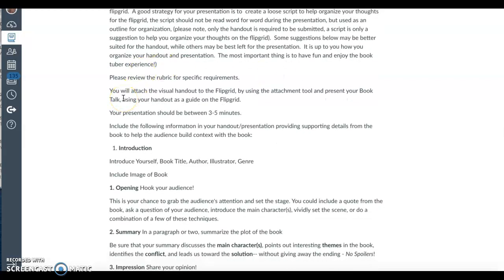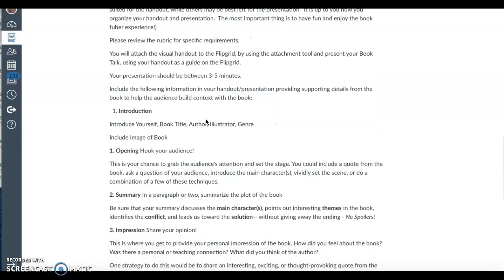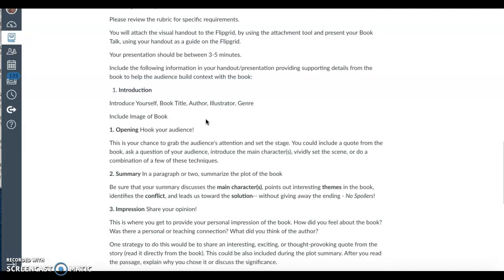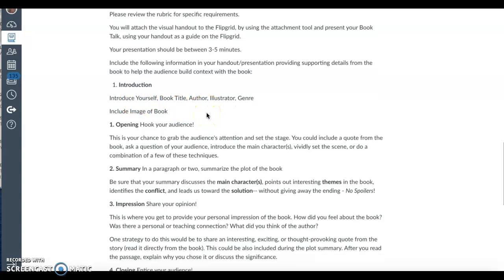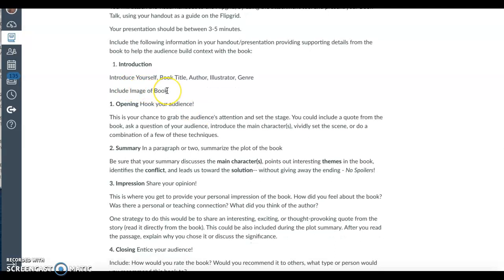So you want to attach your visual handout to the Flipgrid by using the attachment tool, and then present your book talk to the Flipgrid. Your book talk should be between about 3 to 5 minutes, and it should include the following. You should introduce yourself, the title, the author, the illustrator, and the genre, and include a picture of your book.